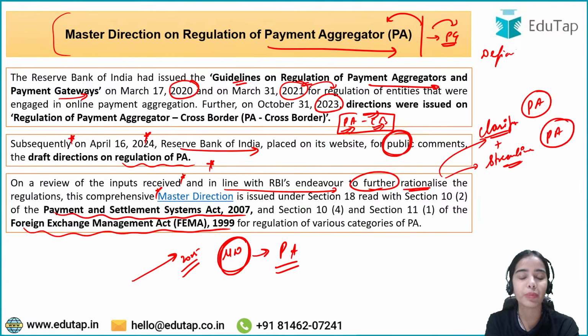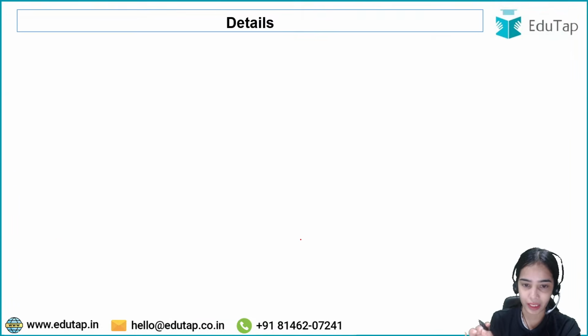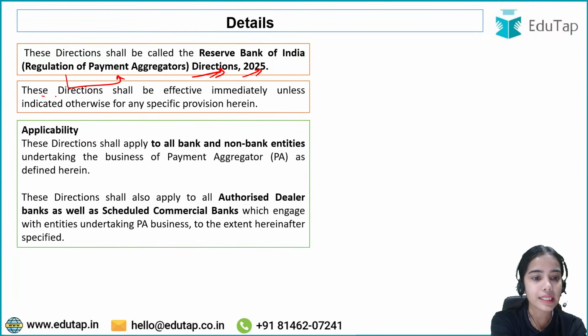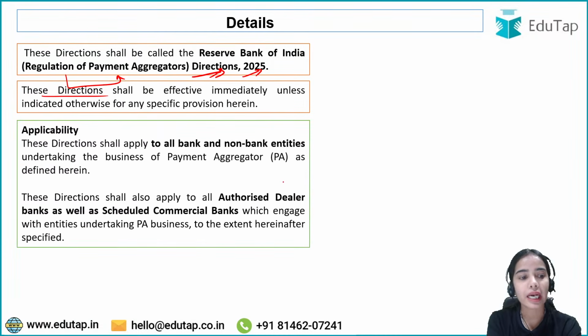So RBI had previously released guidelines for the regulation of payment aggregators in 2020, 2021 and 2023. Payment aggregator cross-border directions were also released, but in 2024 RBI released a draft direction, and in 2025 the RBI has released the final master direction on payment aggregators. So these directions shall be called the Reserve Bank of India Regulation of Payment Aggregators Directions 2025, and these directions shall be effective immediately unless provided for otherwise.